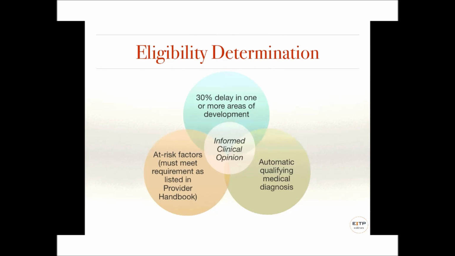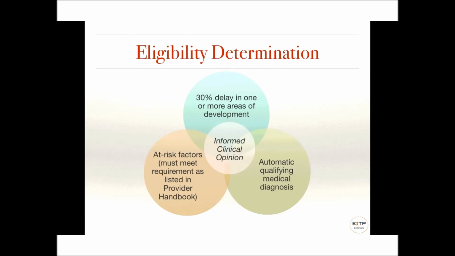Somebody had questions about this earlier. So eligibility determination in early intervention is a 30% delay in one or more areas of development. Another way to qualify a child for early intervention is having at-risk factors, and there are several that are listed in the provider handbook, so that's one way. We don't have very many children coming into early intervention, I don't think, under that category. And then there are also automatic qualifying medical diagnoses, like Down syndrome and different ones. There's definitely a list of those. A really low birth weight is one, like 2 pounds, I think, or something like that. Sometimes children are qualifying under that, but it doesn't mean they always need intervention.